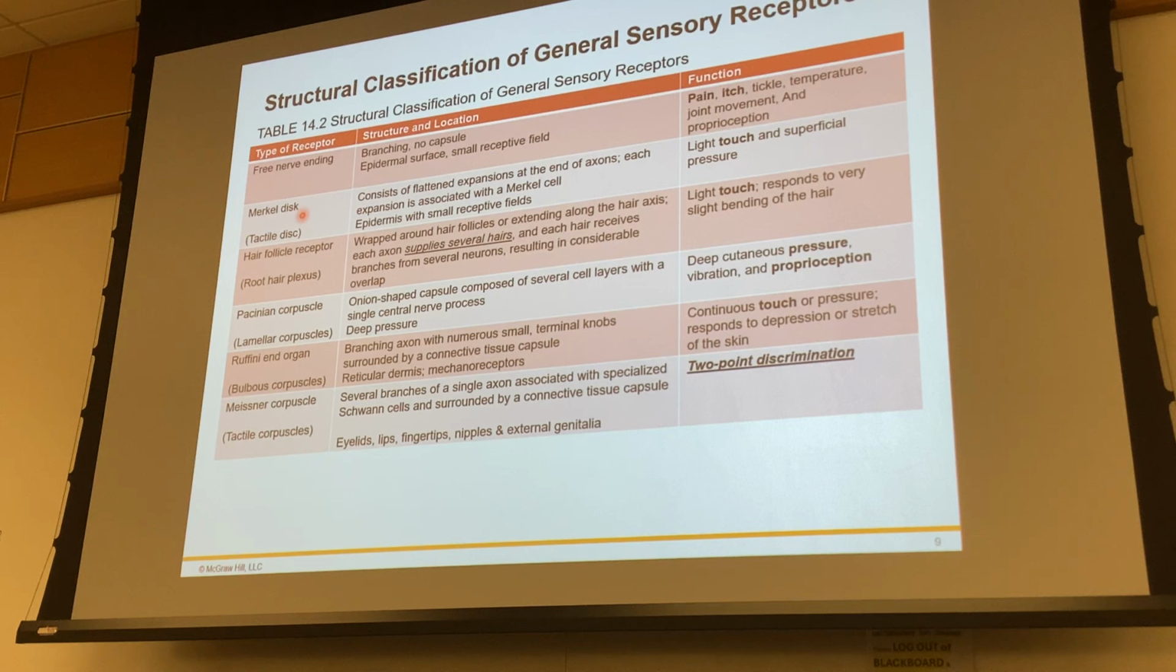So you may see me or hear me talking about Merkel disc or tactile discs, hair follicle receptors or root hair plexus, Pacinian corpuscles or lamellar corpuscles, Ruffinian end organs or bulbous corpuscles, and Meissner corpuscles or tactile corpuscles. Those are synonymous with one another. Starting with the last one first here, those Meissner corpuscles, those tactile corpuscles, are really interesting for me.